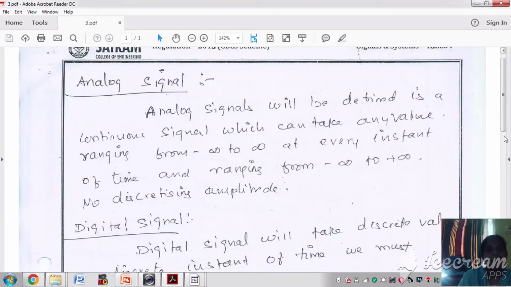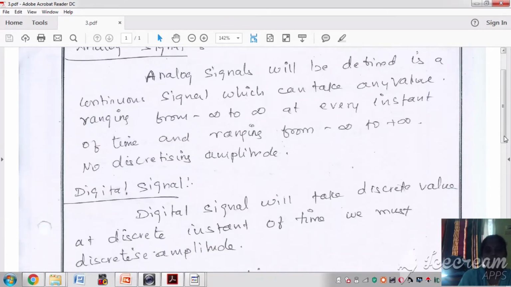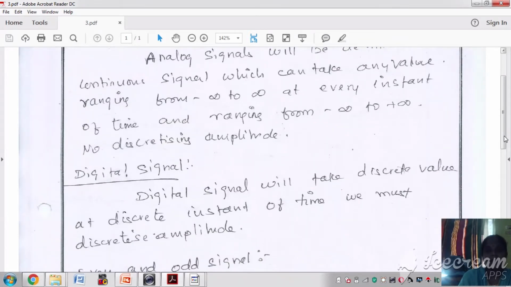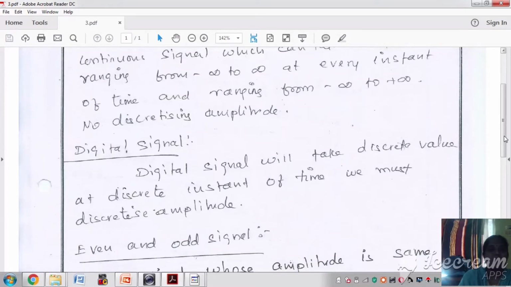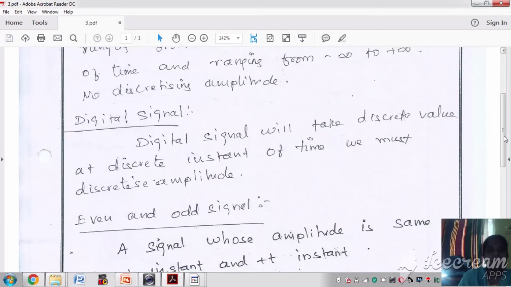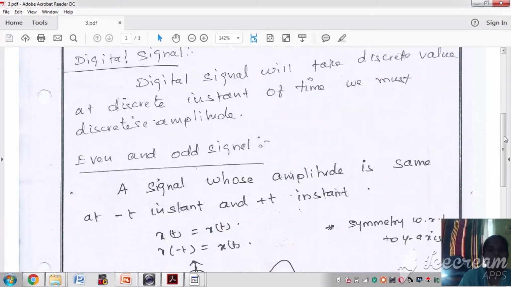Next, we will see analog signal and digital signal. An analog signal is defined as a continuous signal which can take any value ranging from minus infinity to plus infinity at every instant of time. So here there is no discretizing of amplitude. A digital signal takes a discrete value at a discrete instant of time. We must discretize amplitude.